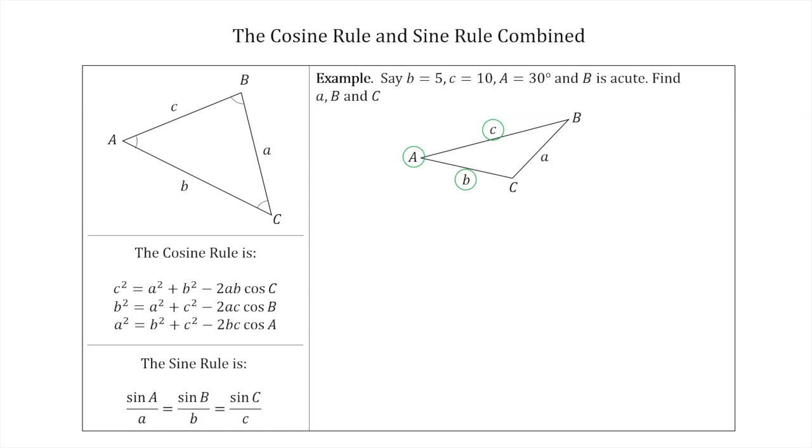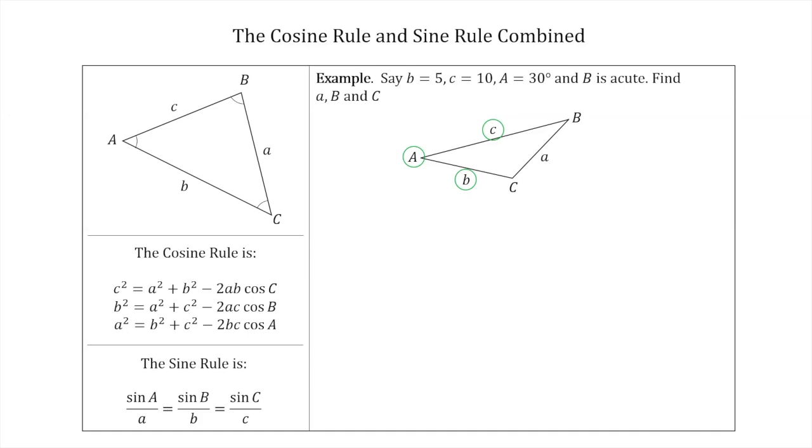The problem is, to use the sine rule, you need at least one pair of side and opposite angle to be known. And we don't have a pair like that. We know the side c, but we don't know the angle opposite it, C. We know the side b, but we don't know the angle opposite it. And we know the angle A, but we don't know the side, lowercase a, opposite it.